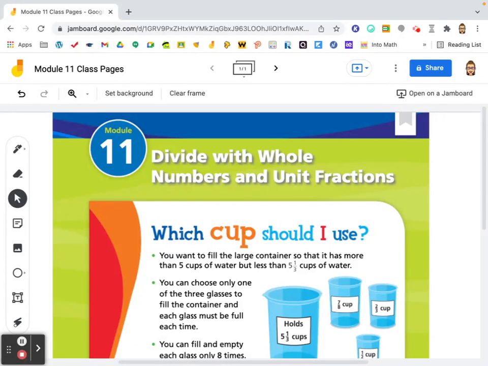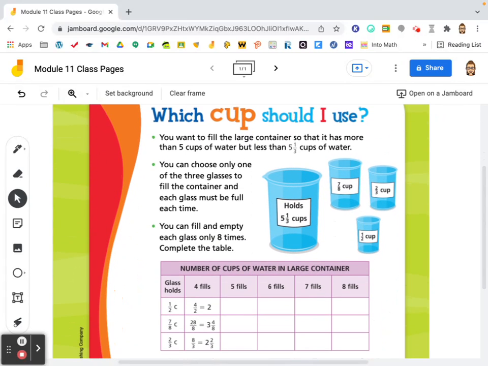So our problem says, which cup should I use? You want to fill the large container so that it has more than 5 cups of water, but less than 5 and 1/3 cups of water. You can choose only one of the 3 glasses to fill the container, and each glass must be full each time. You can fill and empty each glass only 8 times. Complete the table.